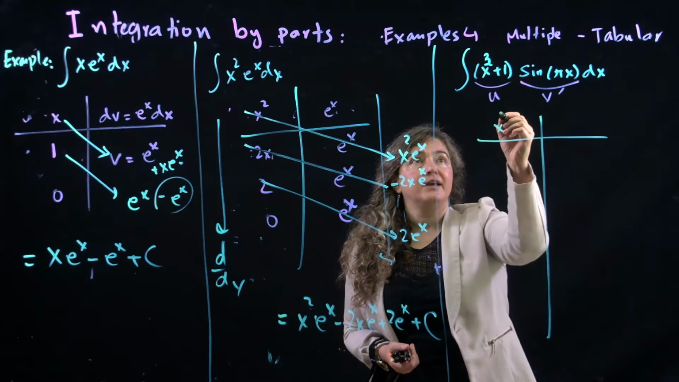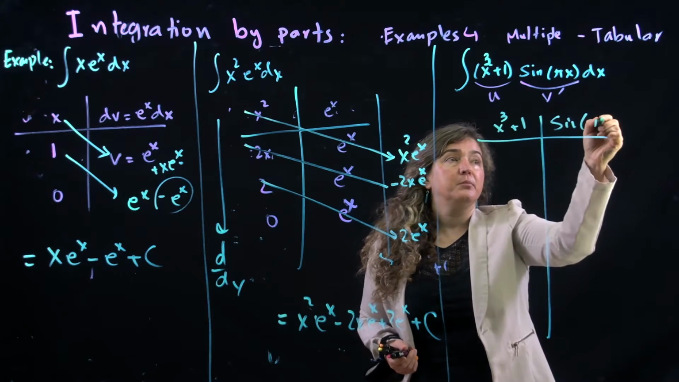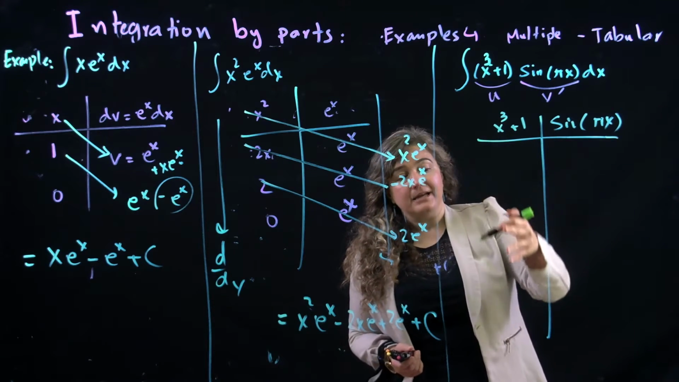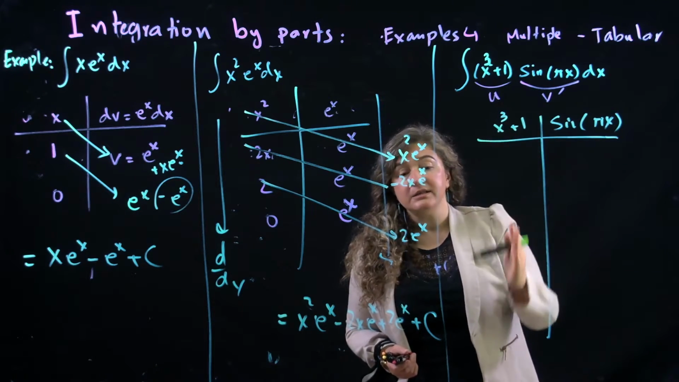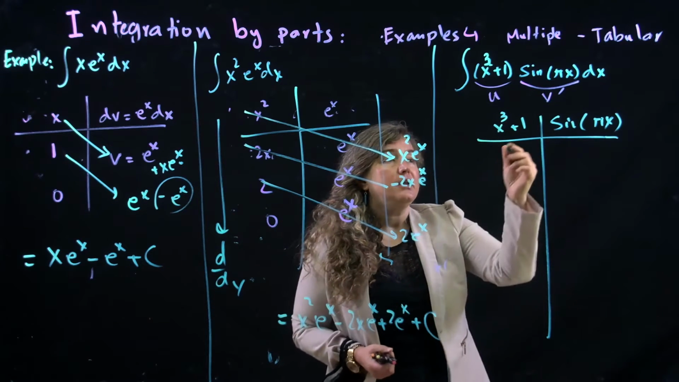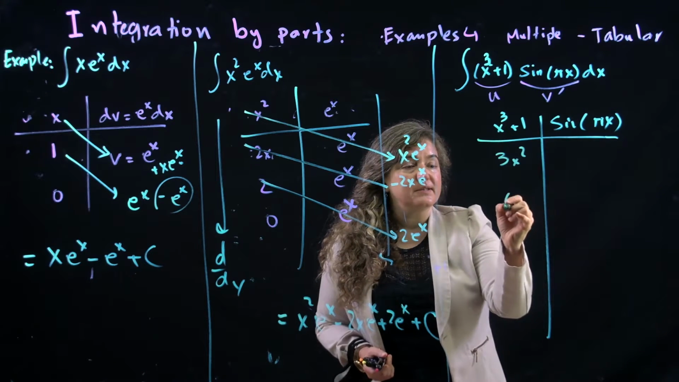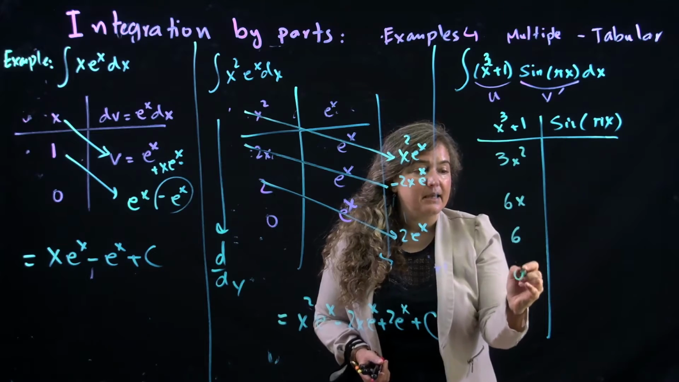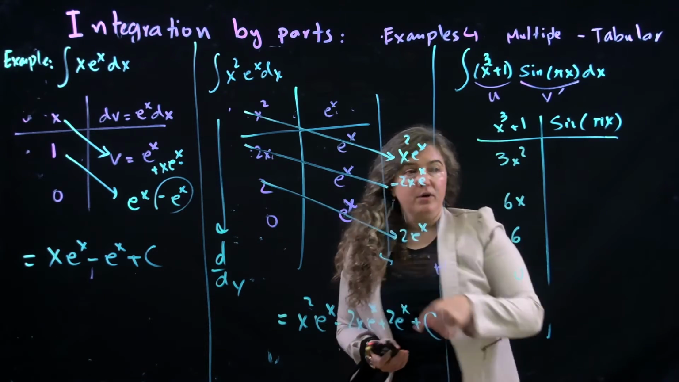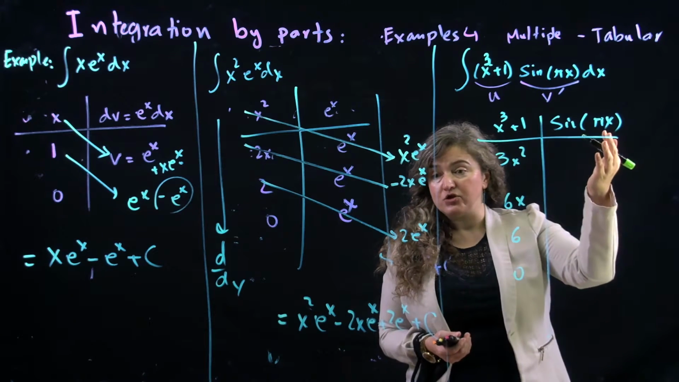And so I have x to the third plus 1 on the left and sine of pi x on the right, and then take the derivative of this side until you hit 0. Remember, we went all the way to 0 over here, and so you get 3x squared, then 6x, then 6, and 0. So one more than that one. And then on the right, take the antiderivative.